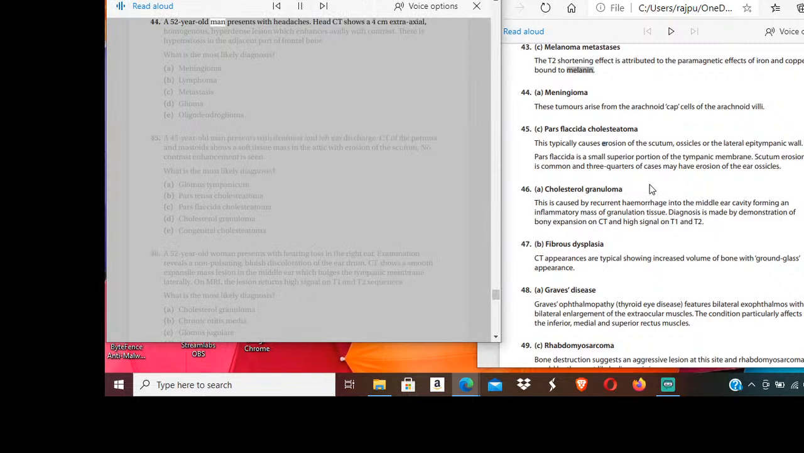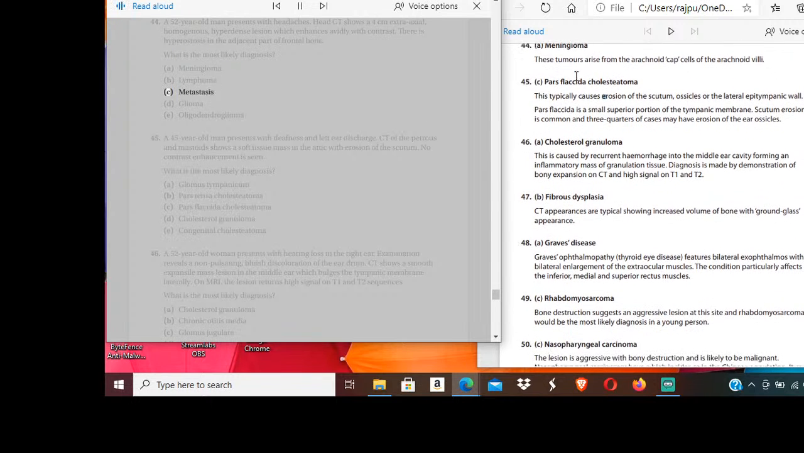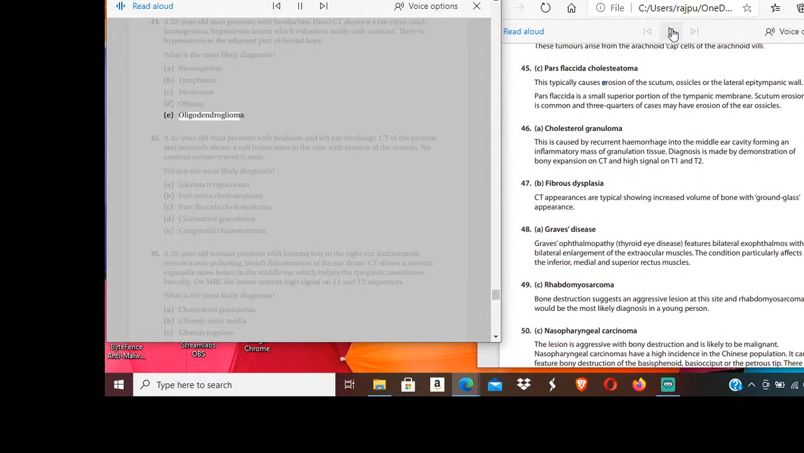44. A 52-year-old man presents with headaches. Head CT shows a 4 cm extra-axial, homogeneous, hyperdense lesion which enhances avidly with contrast. There is hyperostosis in the adjacent part of the frontal bone. What is the most likely diagnosis? A. Meningioma. B. Lymphoma. C. Metastasis. D. Glioma. E. Oligodendroglioma.